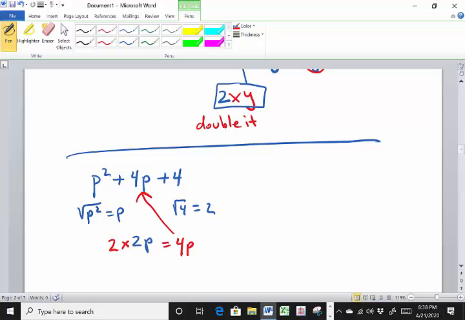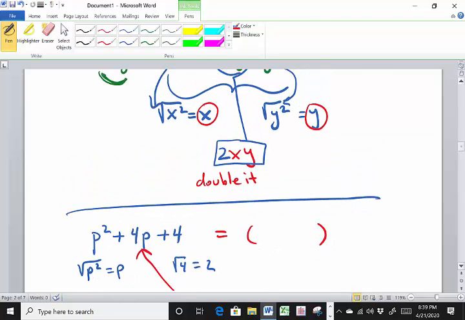Okay? So we know this is a perfect square trinomial. So what does it factor to? Well, it factors to a binomial, right? So let's look back up here.